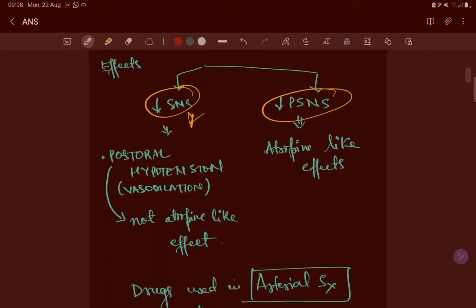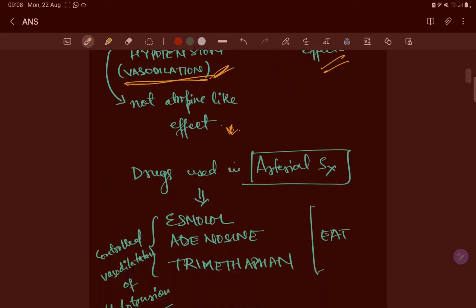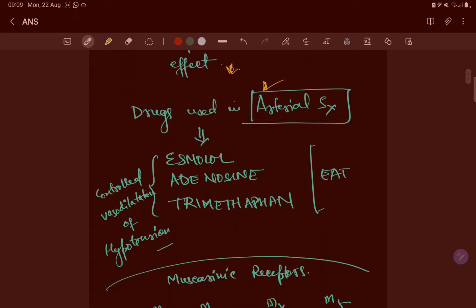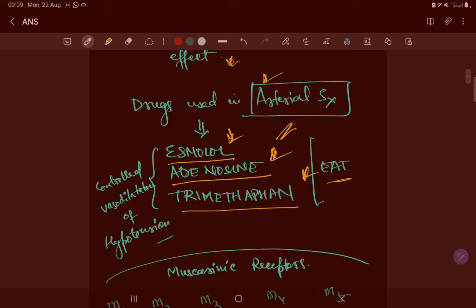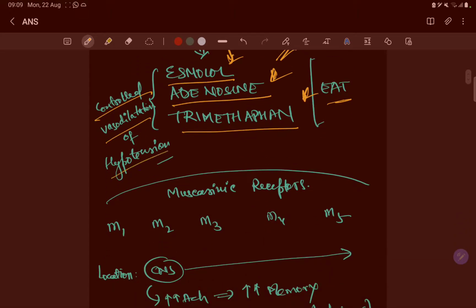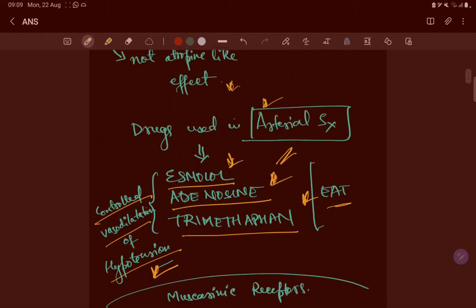If the sympathetic nervous system decreases, it will lead to postural hypotension because of vasodilation. Okay? It does not have an atropine-like effect. Now a decrease in the PSNS will cause atropine-like side effects. Okay? Now what are the drugs used in arterial surgery? The example is EAT: esmolol, adenosine and trimethaphan. One beta blocker, esmolol, adenosine and trimethaphan are used in arterial surgery, okay, to control hypertension by vasodilation.